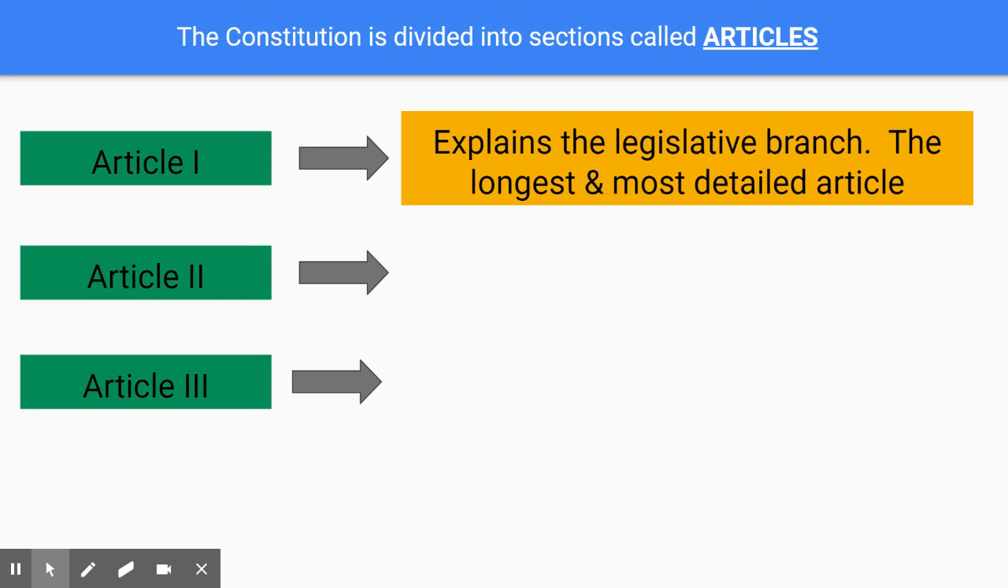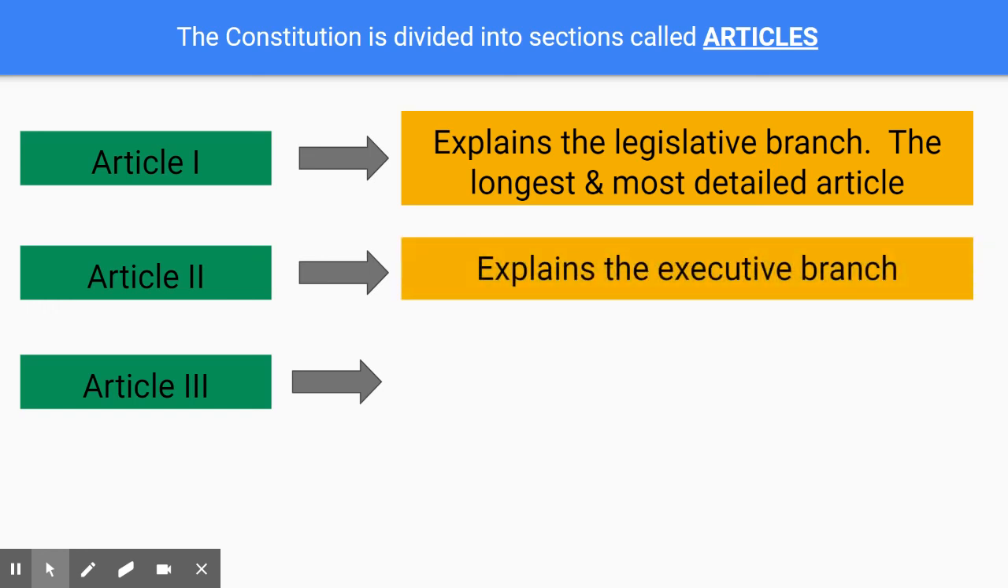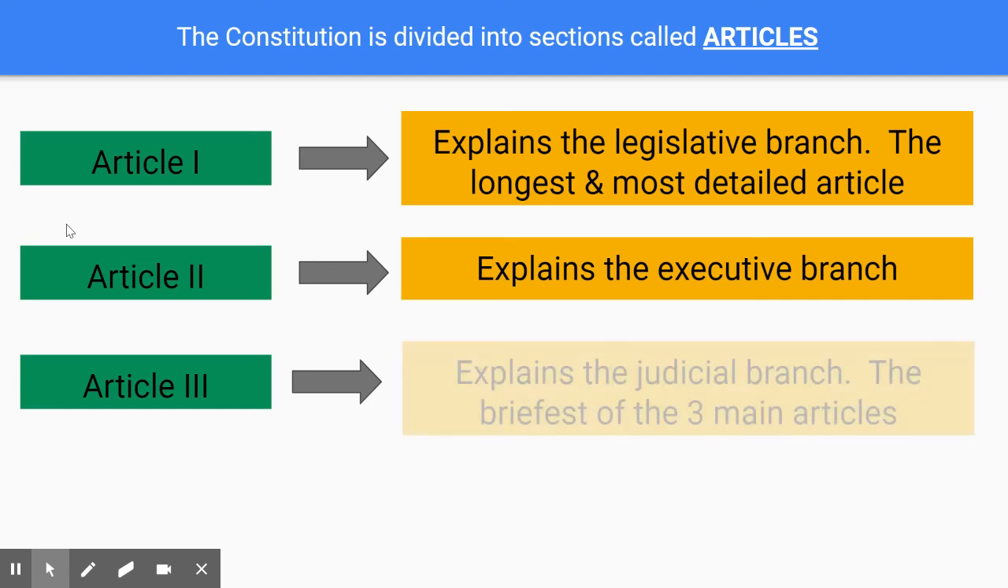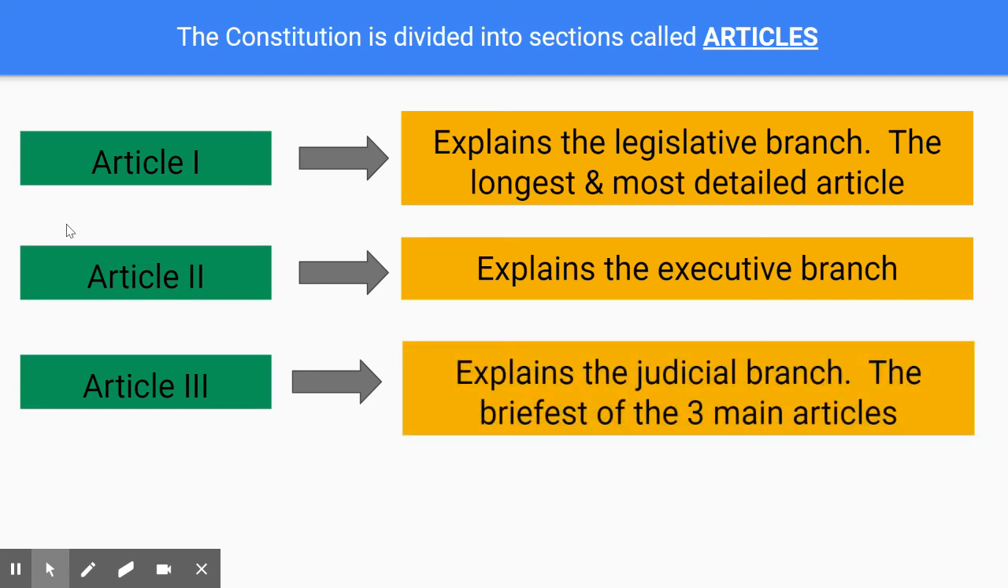So they wanted the most rules and regulations and guidance for the group they thought was the most dangerous. Article 2 deals with all things involving the executive branch and the president. All the requirements to be president, everything like that, is found in Article 2. Anything dealing with the presidency and the people that work directly under the president will be found in Article 2 of the Constitution.